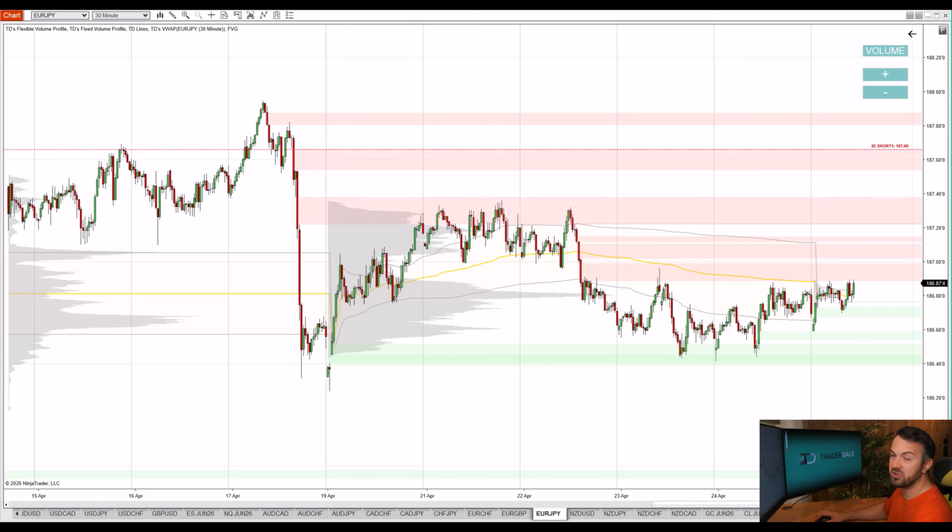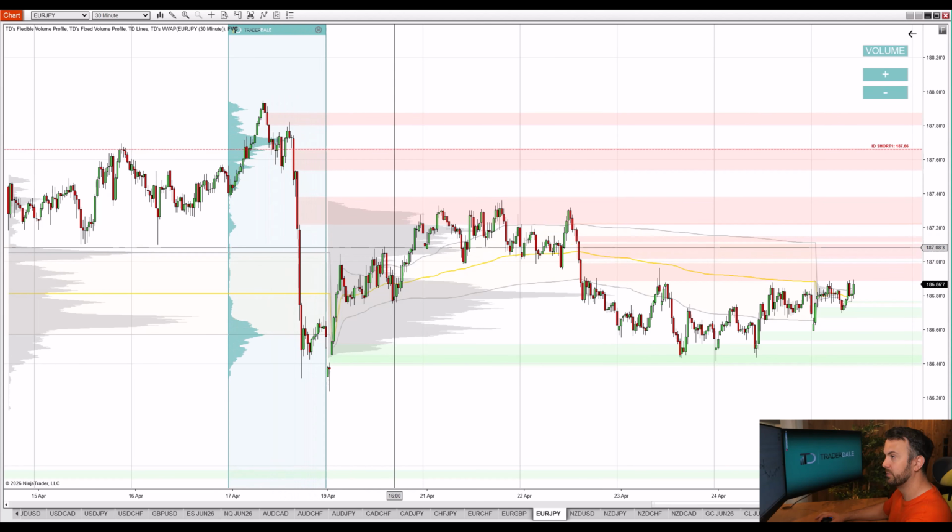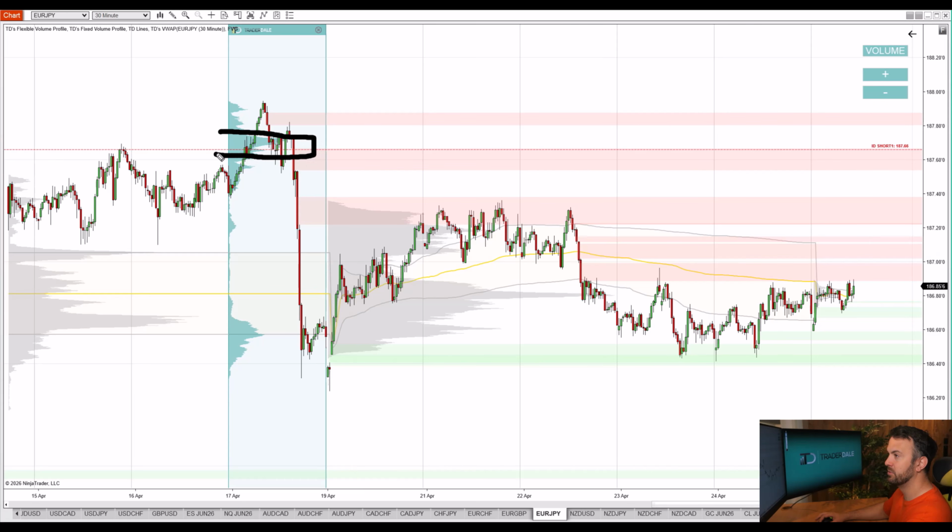Now, it's not just about the fair value gaps though, it's also about volumes, because we had this heavy volume activity before this sell-off. So this is telling us that sellers were accumulating their short positions, they were getting ready for the move, okay? So that's why this level is important. Heavy volumes means big traders, and then this massive sell-off.